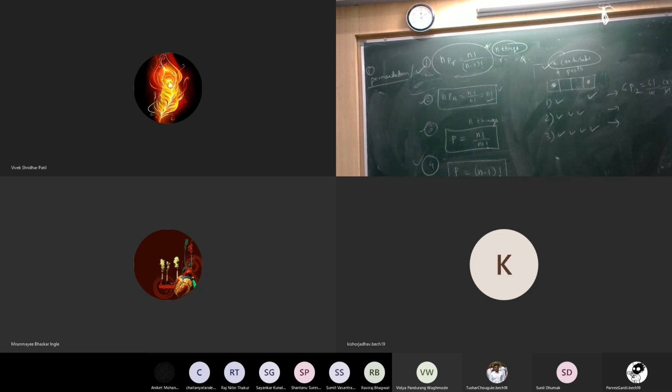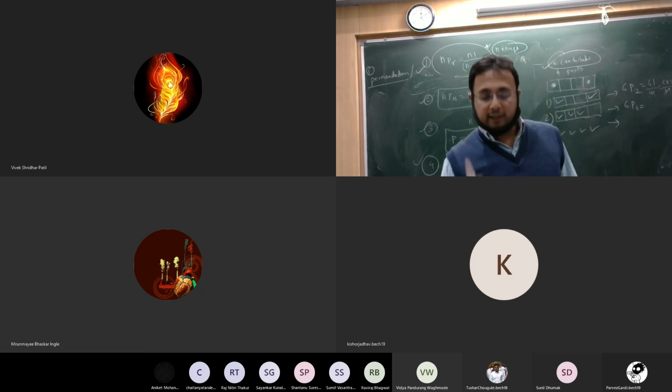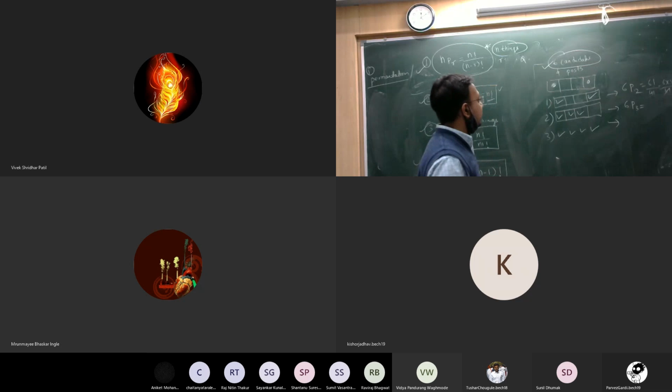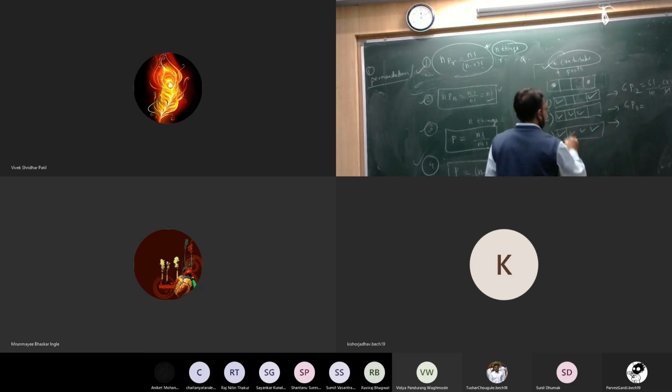Similarly, for the second case, 3 posts can be filled. So obviously 6 candidates are there, 3 to be filled. 3 to be filled means we require 3 candidates from the 6 candidates, and we need to arrange them at the positions. This problem is not based on selection. This problem is based on taking some candidates and filling them at particular positions.